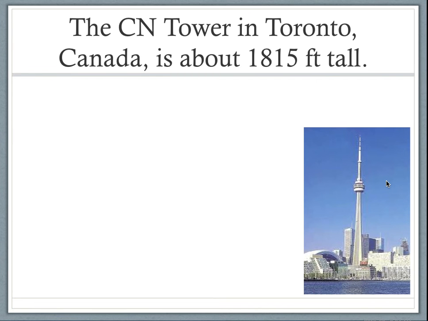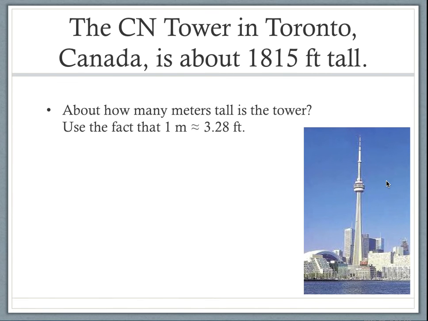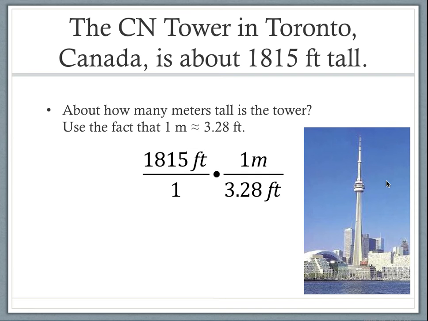The CN Tower in Toronto is about 1,815 feet tall, and I want to convert it to meters. 1 meter is about 3.28 feet. Again, I'm going to use a conversion factor. I take 1815 over 1, and I multiply it by 1 meter per 3.28 feet. The feet in the numerator and feet in the denominator will cancel, and I have 1815 over 3.28. I divide and get 553 meters.